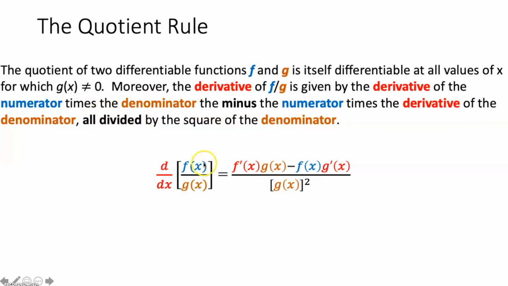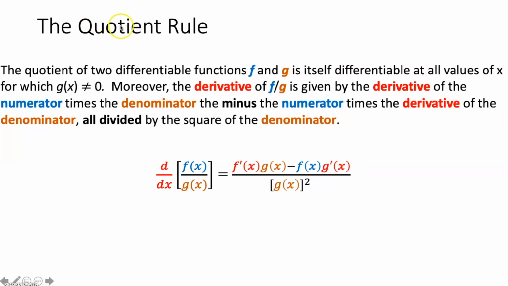So here we have a quotient, f of x divided by g of x, and both of these functions are differentiable functions. If I want to take the derivative of this quotient, f of x over g of x, what I'm going to do is take the derivative of the numerator times the denominator minus numerator times derivative of denominator, all over the denominator squared. Notice that the top kind of looks like the product rule, except we have a minus here.